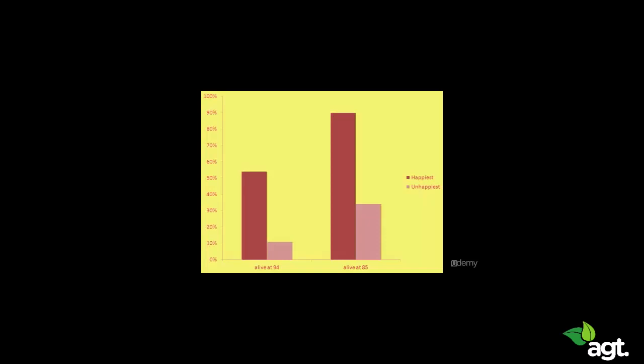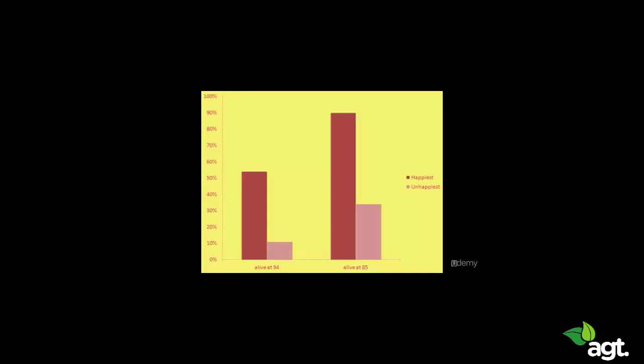Here you can see how the researchers compared the happiest and the unhappiest group of the nuns. More than 90% of the happiest group of nuns were still alive at the age of 85, and at the age of 94, more than 50%. If you compare them to the unhappiest group, not even 40% were alive at the age of 85, let alone at the age of 94, when not even 10% made it.